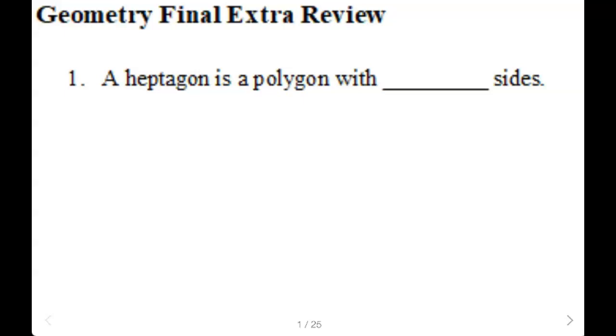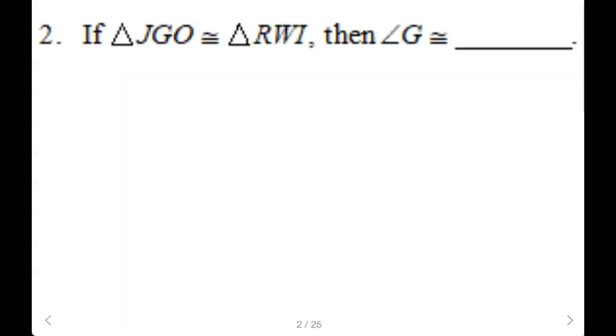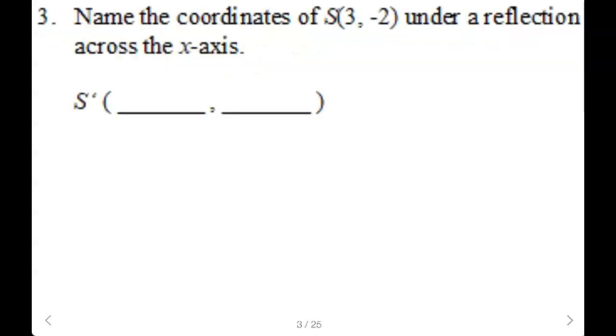Heptagon always has 7 sides. Make sure that you know all of the ones from 3 to 10 sides, so triangle all the way up to a decagon. All right, angle G corresponds to angle W. Make sure you have the angle symbol. In congruent triangles, corresponding parts are congruent, and so those angles are congruent.